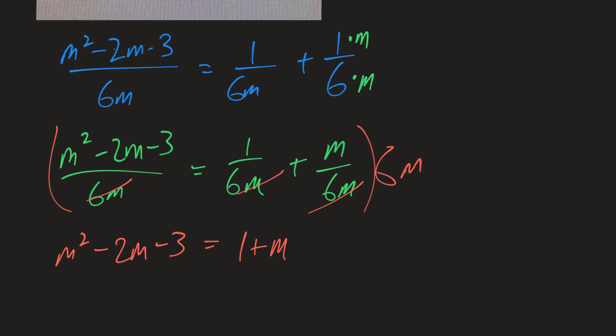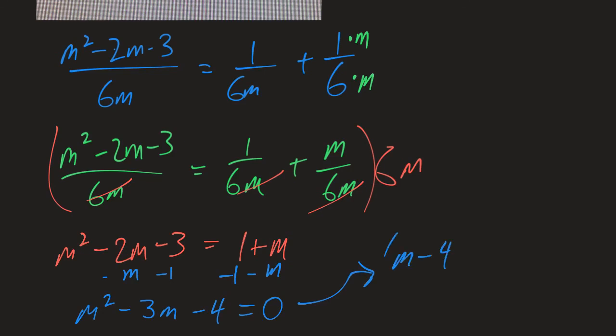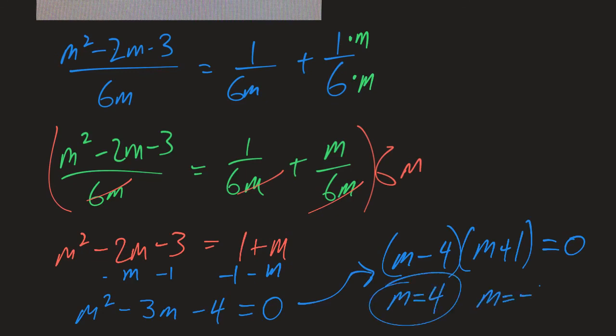So you can see I went ahead and canceled everything out, and then we got a quadratic, so let's get everything to one side, minus m minus 1, and we get m squared minus 3m minus 4 equals 0. We can again just factor this or use quadratic formula, however you want to do it. But I'll factor, and we're going to get m minus 4 and m plus 1. And this is actually going to give me two different solutions. We're going to get m equals 4 and m equals -1.